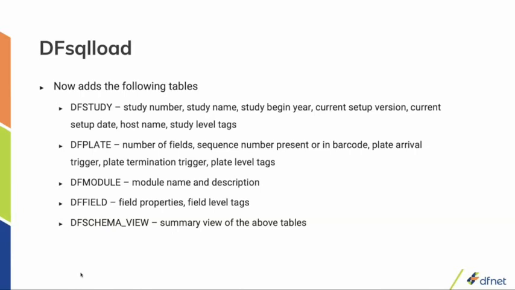But DF study, for example, that table will have the study number, the study name, the study begin year, that kind of thing. DF plate has the number of fields in the plate. DF field, there's field properties and field level tags, that kind of thing. And there's also a summary view that takes the more important or more useful information from those 4 tables and combines it all in a view. So it makes it a little bit easier to use.